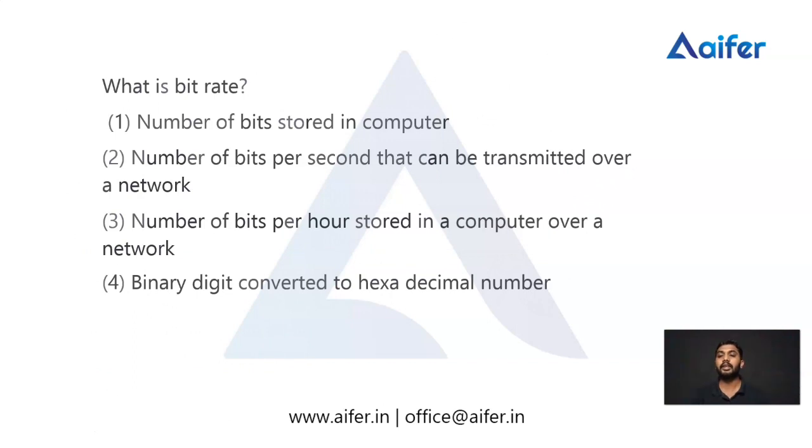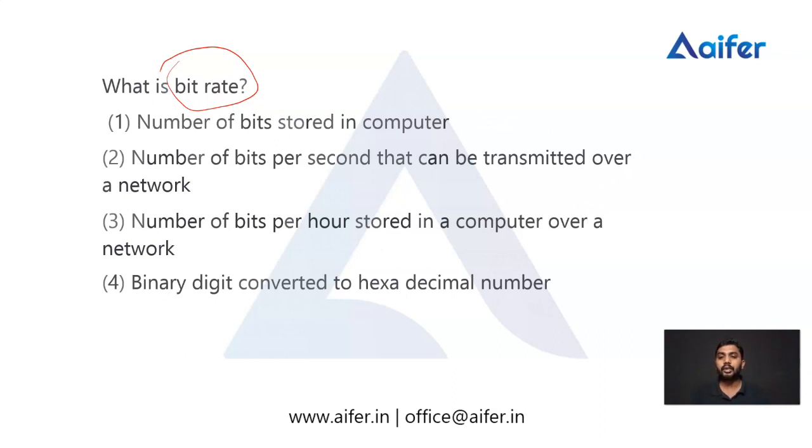So this question says, what is bit rate? The question is related to bit rate, and we have been given 4 options. The first one is number of bits stored in a computer. The second one, number of bits per second that can be transmitted over a network. Third one, number of bits per hour stored in a computer over a network. Fourth one, binary digit converted to hexadecimal number.